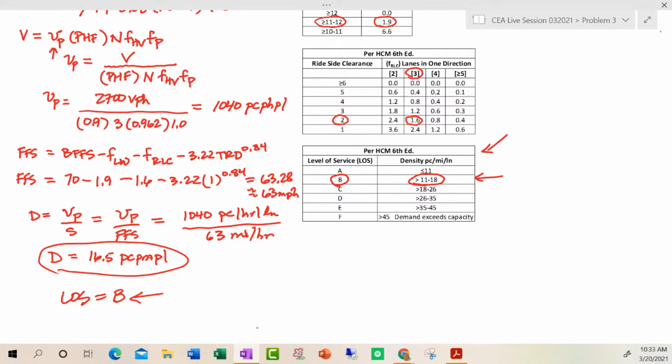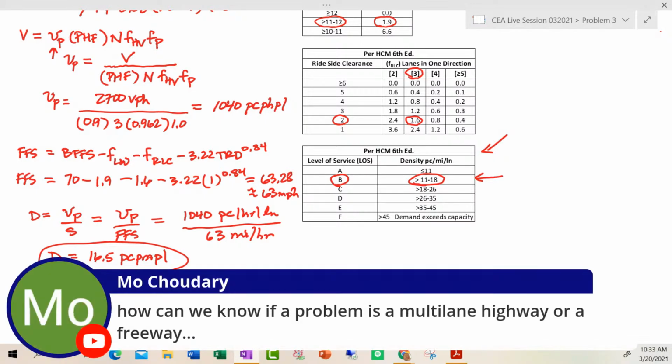Just make sure that in a testing situation, on the FE, all you're allowed is the FE handbook. That's all the material you're allowed, so you want to know where stuff is in there. But for a PE, or another testing situation where you're allowed reference material, maybe you're tabbing up your CERM or whatever you're using for the test, so you've got it all available. Here's another question from Mo. How can we know if a problem is a multi-lane highway or freeway?